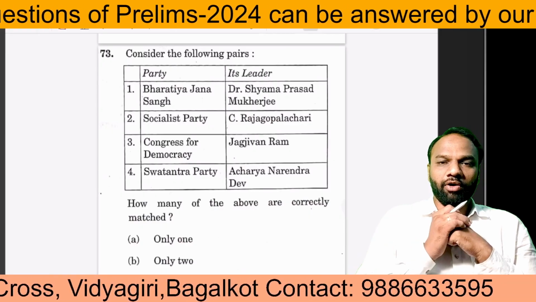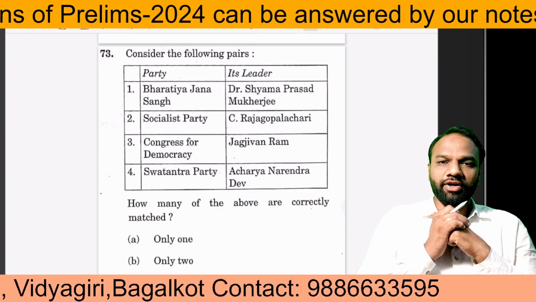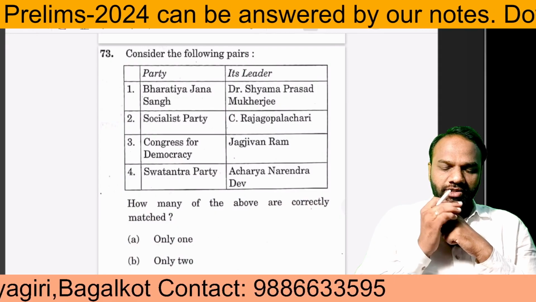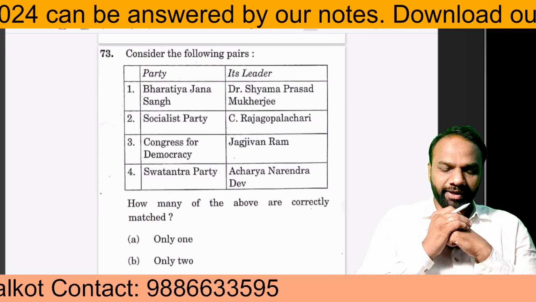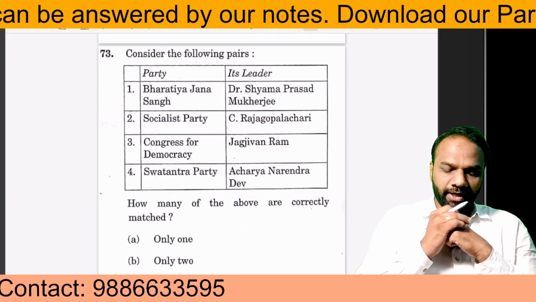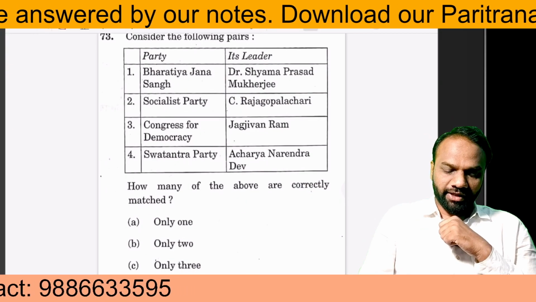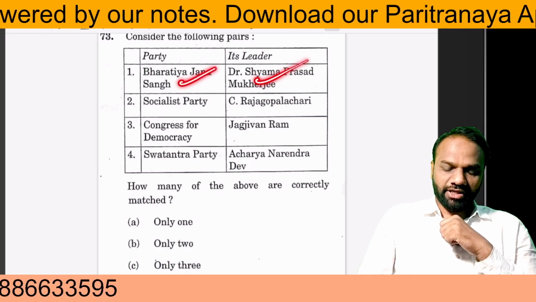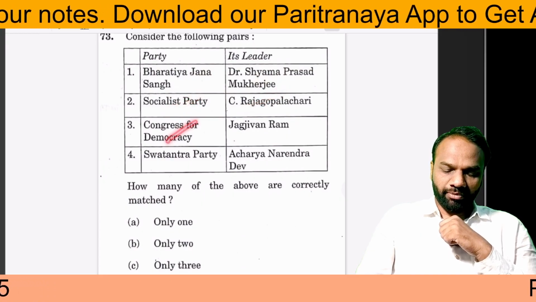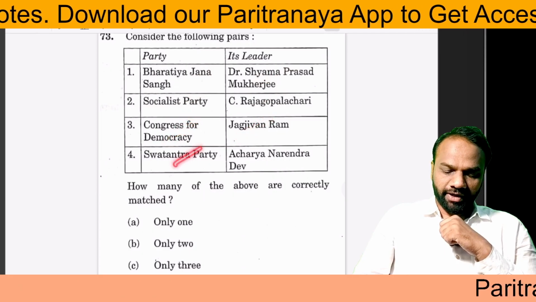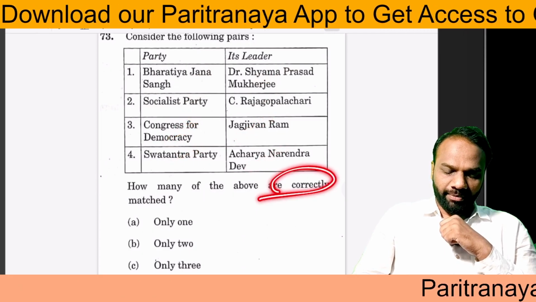Next, it's a modern history question. This year the focus has been very less on modern history. There are no questions on the Swadeshi movement, non-cooperation movement, civil disobedience movement, Quit India movement and all, but they focused on political parties. Bharatiya Janasangha, Dr. Shyama Prasad Mukherjee; Socialist Party, C. Rajagopalachari; Congress for Democracy, Jagjeevan Ram; Swatantra Party, Acharya Narendra Dev. How many of them are correctly matched?